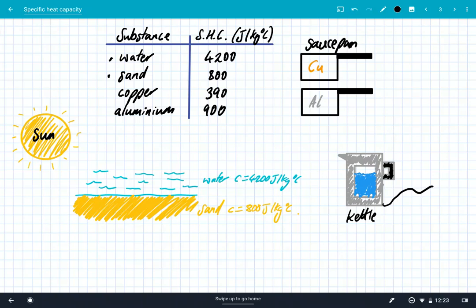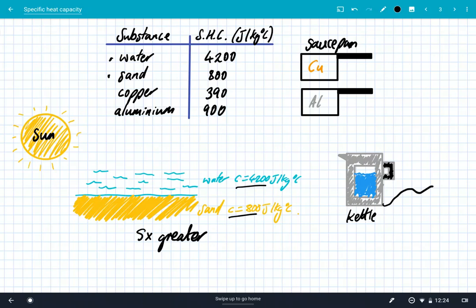It provides them both with the same amount of energy. So you might assume that they'd have the same temperature, but it doesn't happen that way. That's because water has a specific heat capacity of 4,200 and sand has a specific heat capacity of 800. The specific heat capacity of water is about 5 times greater. Therefore, it takes 5 times as much energy to heat it up by 1 degree Celsius than it does for sand. Therefore, the water heats up slower and the sand heats up much faster. So the sand feels hot and the water feels cool.